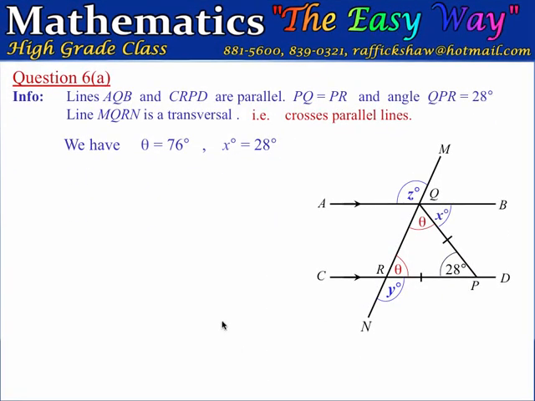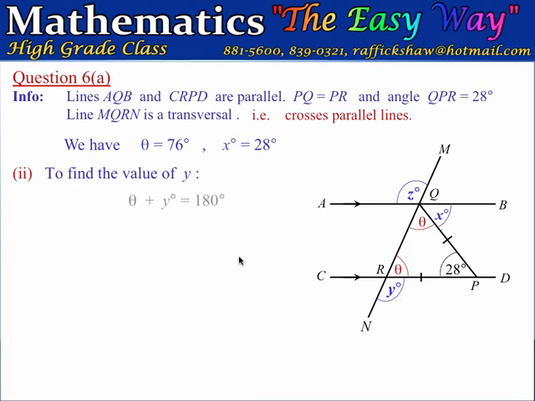Now what we have so far is that theta is 76 degrees and that x is 28. The second part now wants us to find the value of y. To find the value of y, we need to find this angle first. Now what we have here is a straight line, and we know that total angles on a straight line is 180 degrees. Therefore theta plus y degrees will be equal to 180 degrees, and that's the basis on which we can find the value of y.